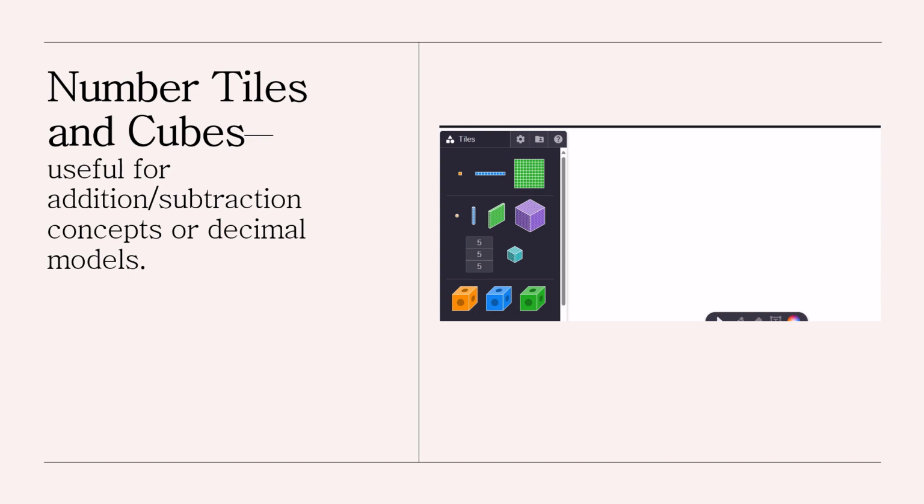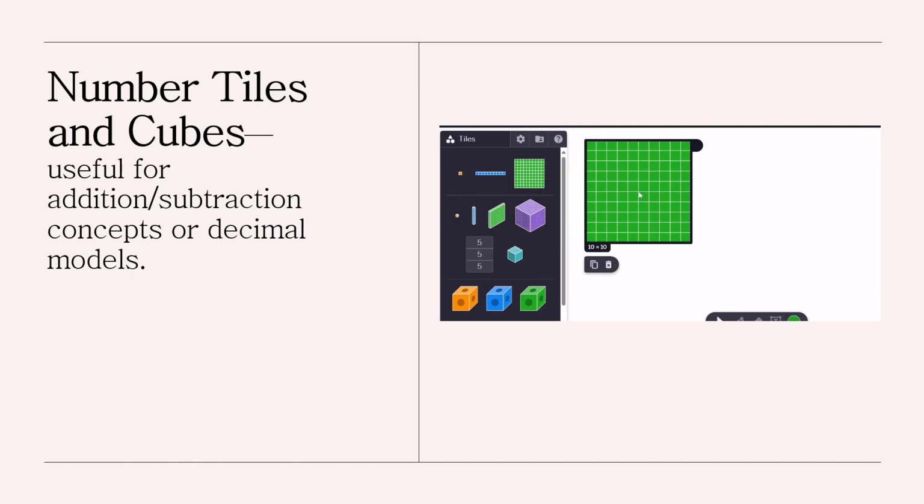The number tiles and cubes are useful for addition and subtraction concepts, and they could also be used for decimal models. So you've got your base 10 models of ones, tens, and 100 pieces. And then you've got some 3D model pieces and views, and additionally you have some Unifix cubes. You can drag the pieces over to display them, and this is how we build those concepts of ones and tens and hundreds, both in base 10 models, and then in 5th grade we build on this to use decimals, also in 4th grade.